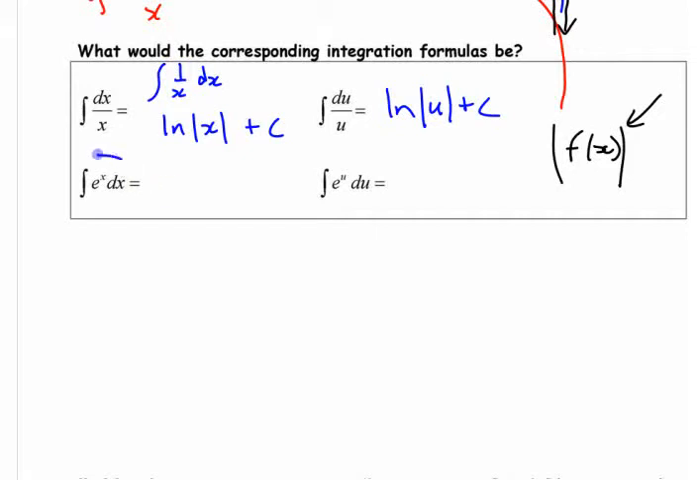What's this one? This will be your favorite integral, I think. You hate that? You just want to be different, you're going to hate that one? E to the u plus c.